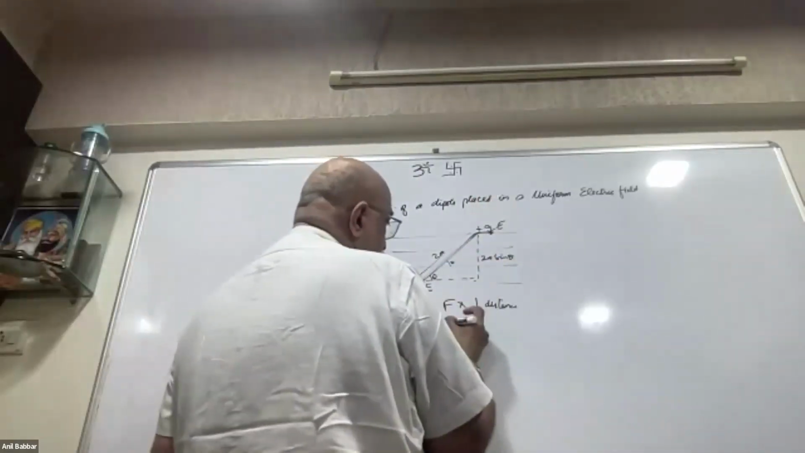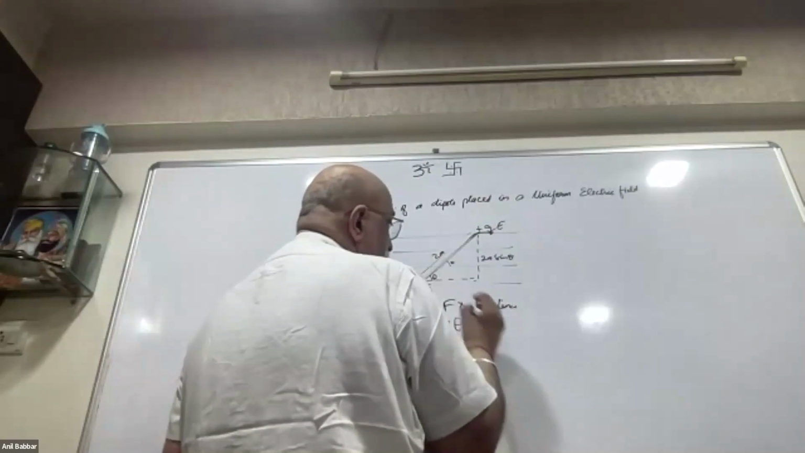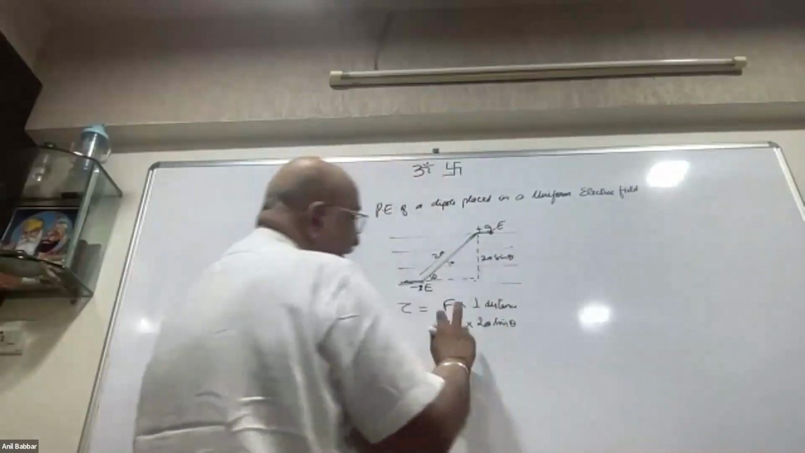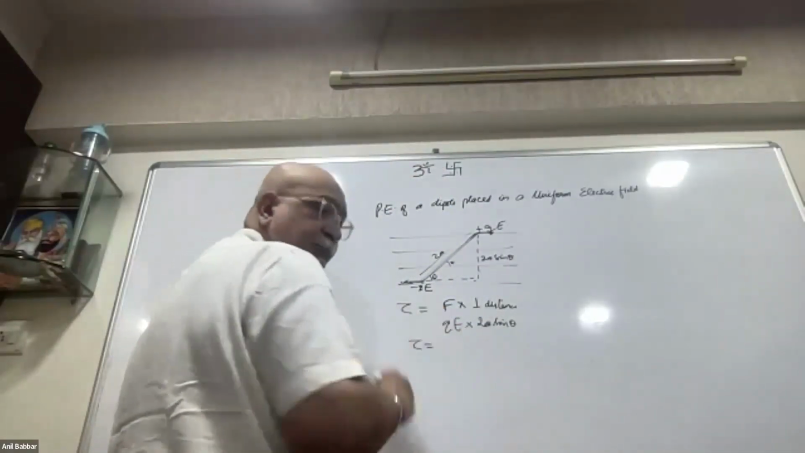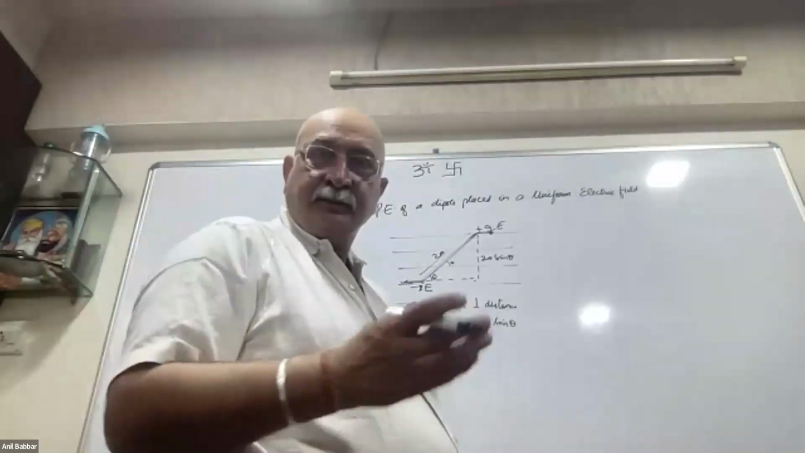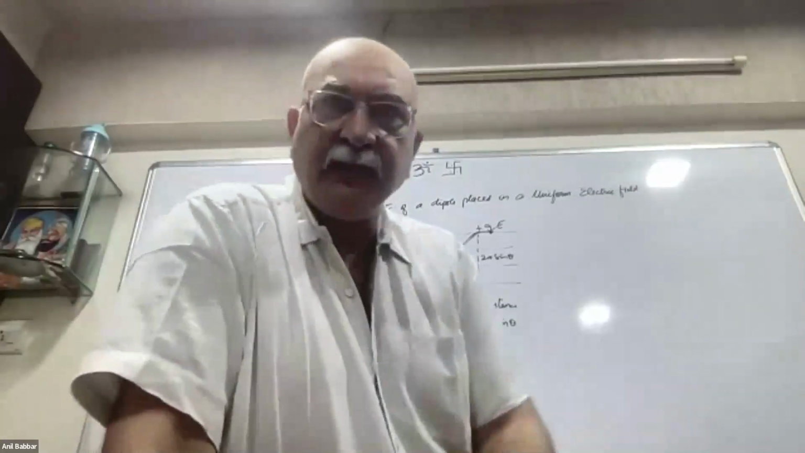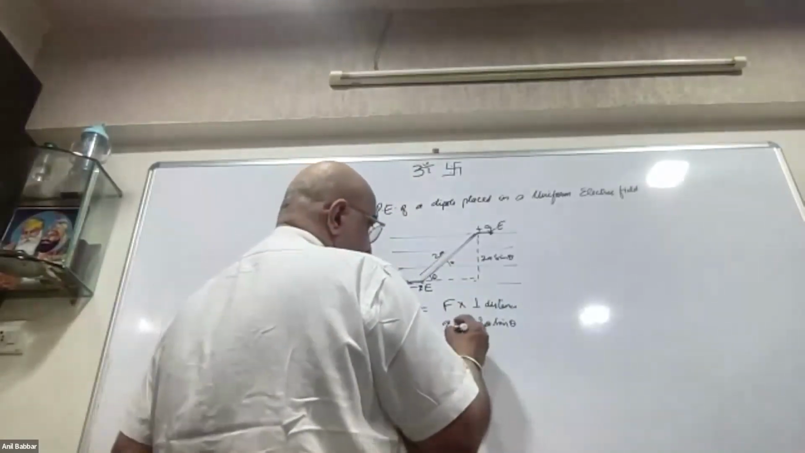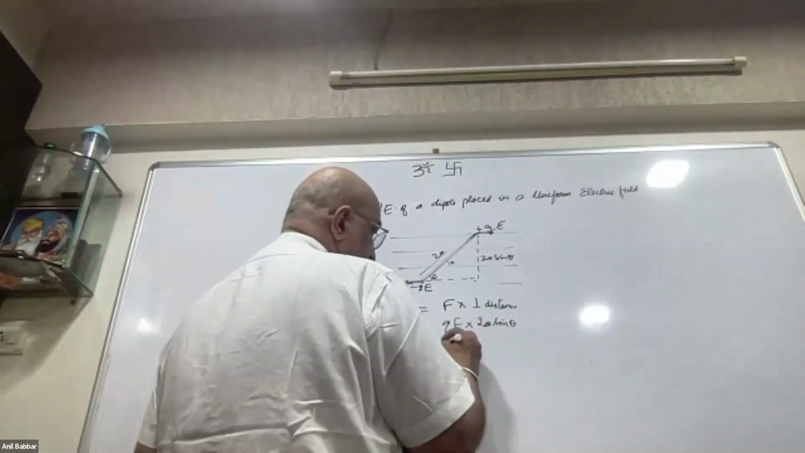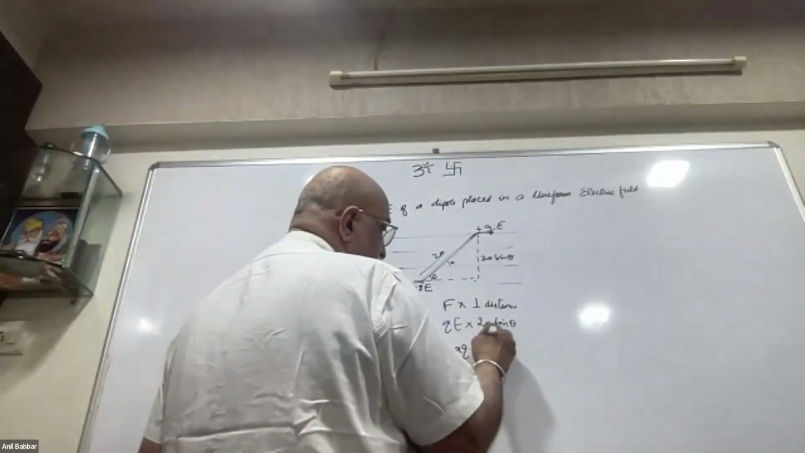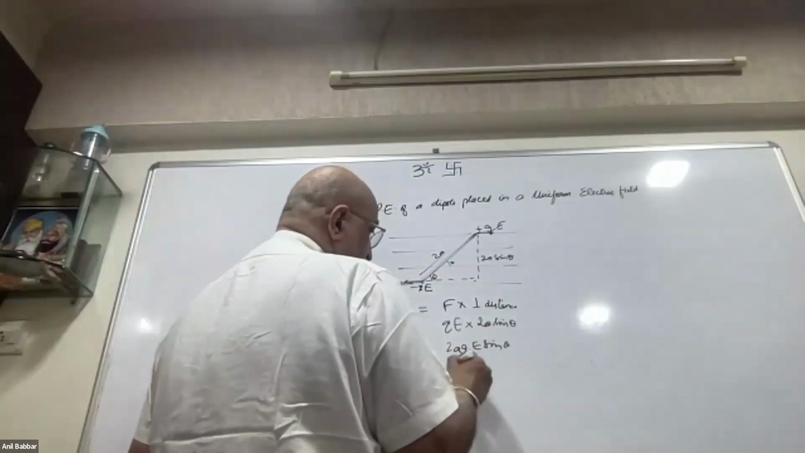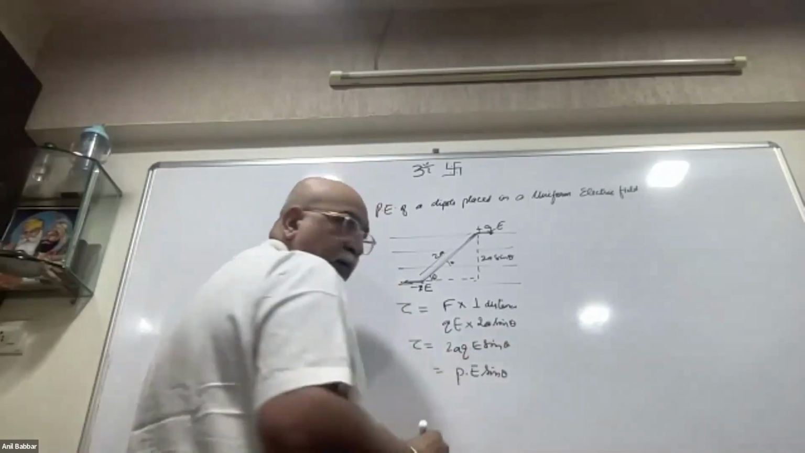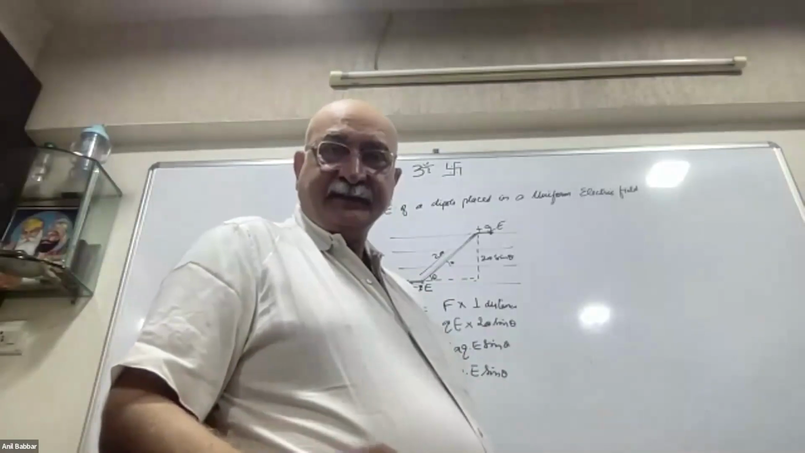So this force is, let's say, qE into 2a sin theta. Again, 2aq is nothing but the dipole moment, p. So it will be written as p E sin theta. Torque is pE sin theta.